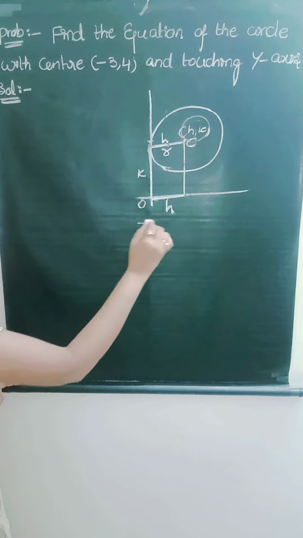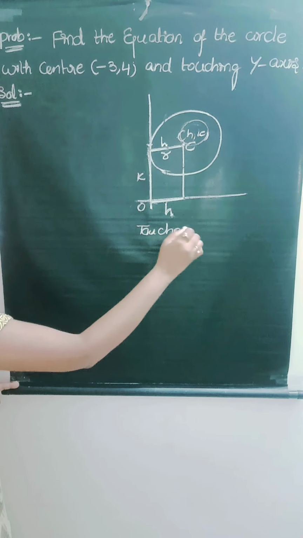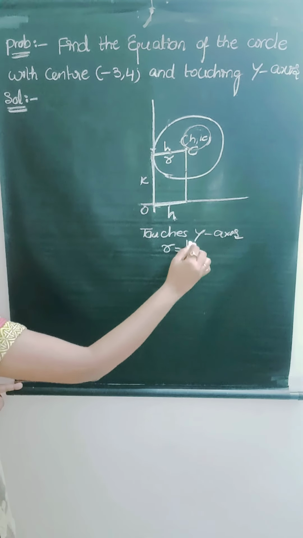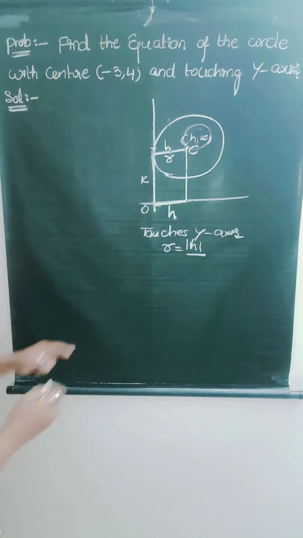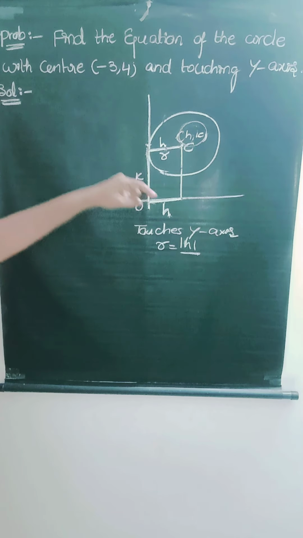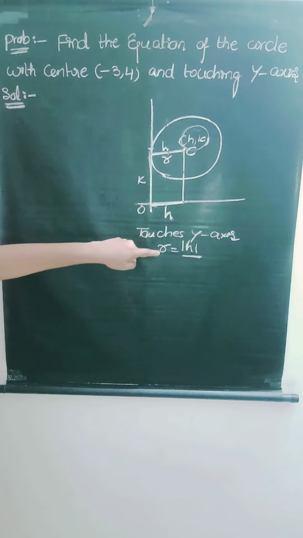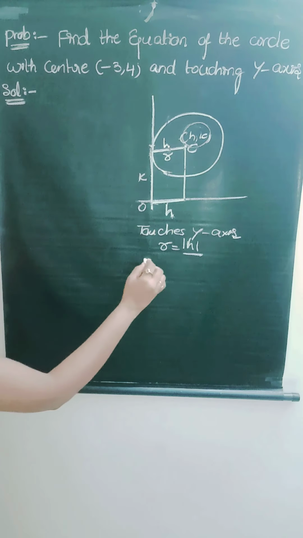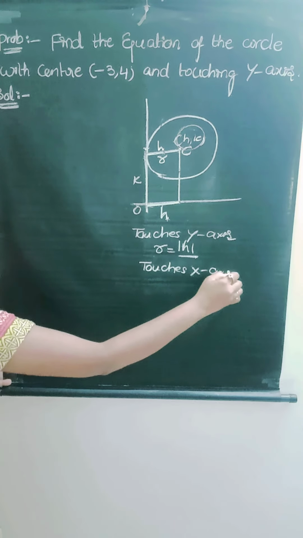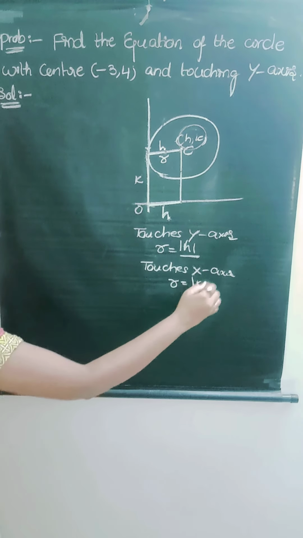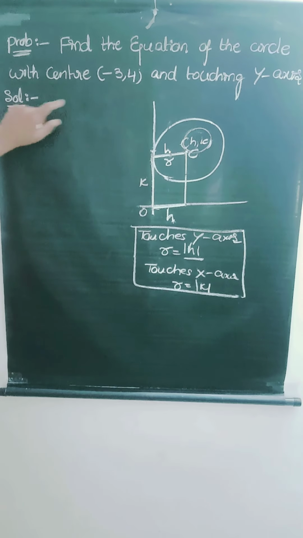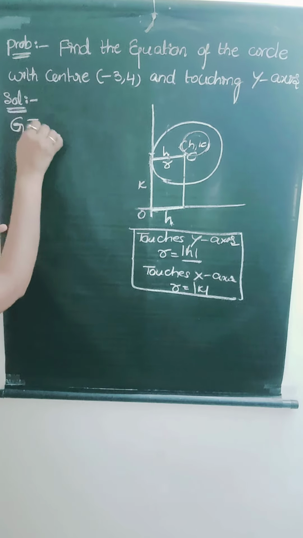That is, if the circle touches the y-axis, then the radius is r equals mod h. Radius is non-negative, so we take the positive value only. If the circle touches the y-axis, then r is equal to mod h. Similarly, if the circle touches the x-axis, then r is equal to mod k. These are the formulas.